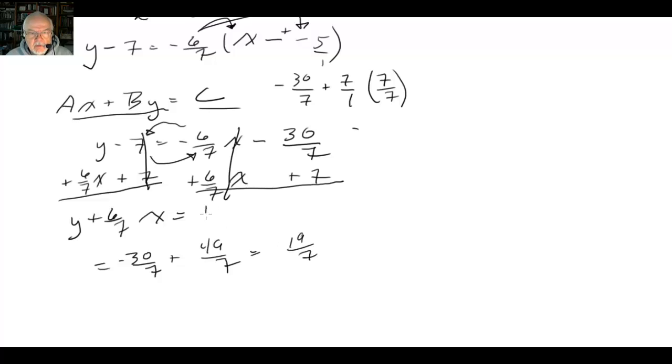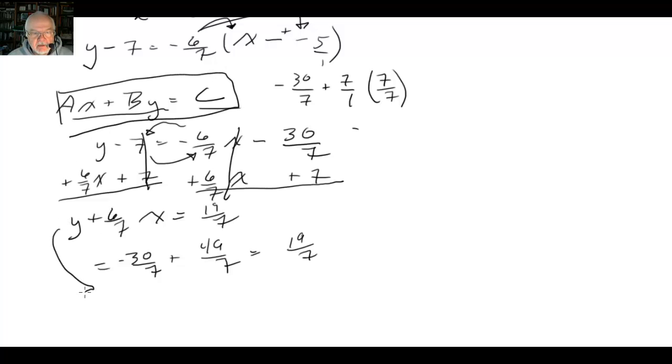So that equals 19/7. Is that, in fact, the standard form? Yes, this, oops, not quite. Good thing I checked. I have to put the x in front, and then the y in back. Alright, I can do that. That's just shifting. 6/7 x plus y equals 19/7.